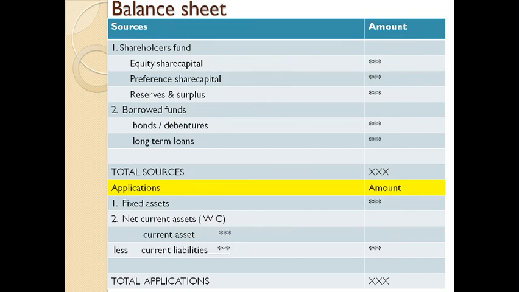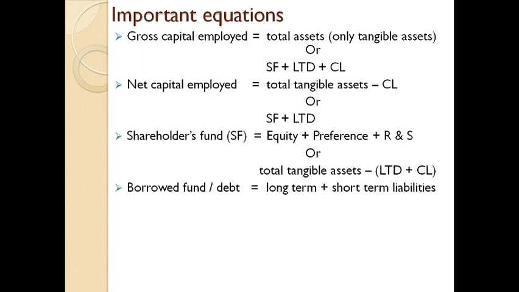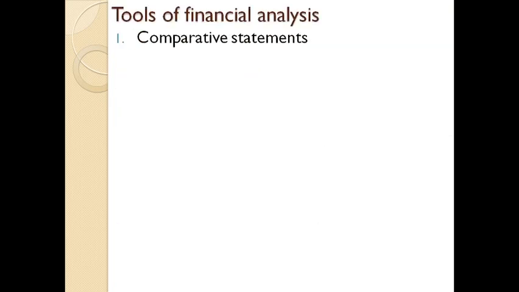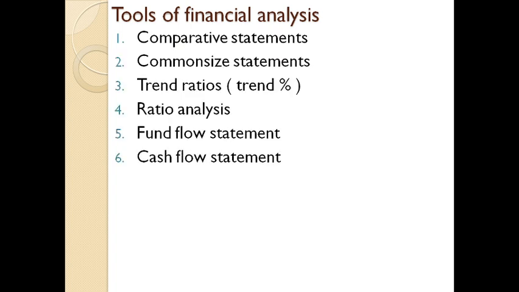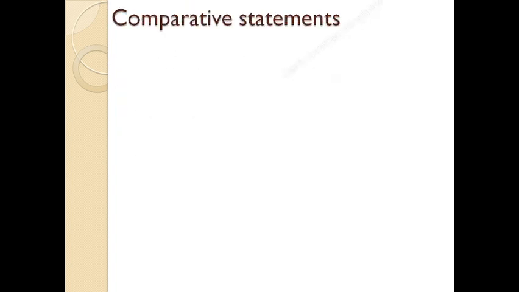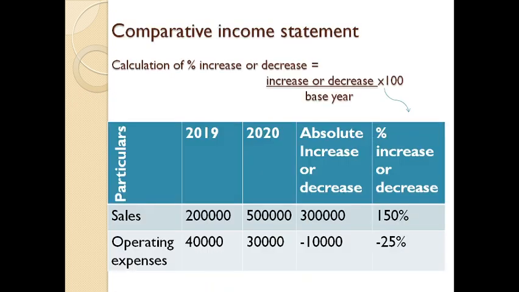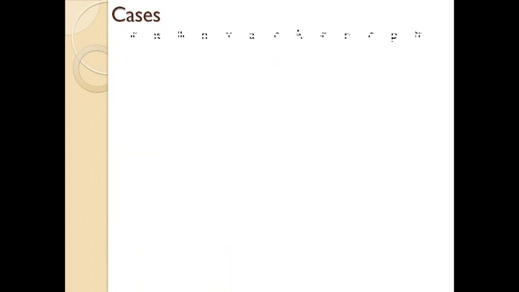It is quite different from the traditional balance sheet, and you have to be aware of the names and titles, different important equations, types of analysis, and different tools of financial analysis. In the last session, we were discussing comparative statements. In the comparative statement, there are two types: comparative income statement and comparative balance sheet.